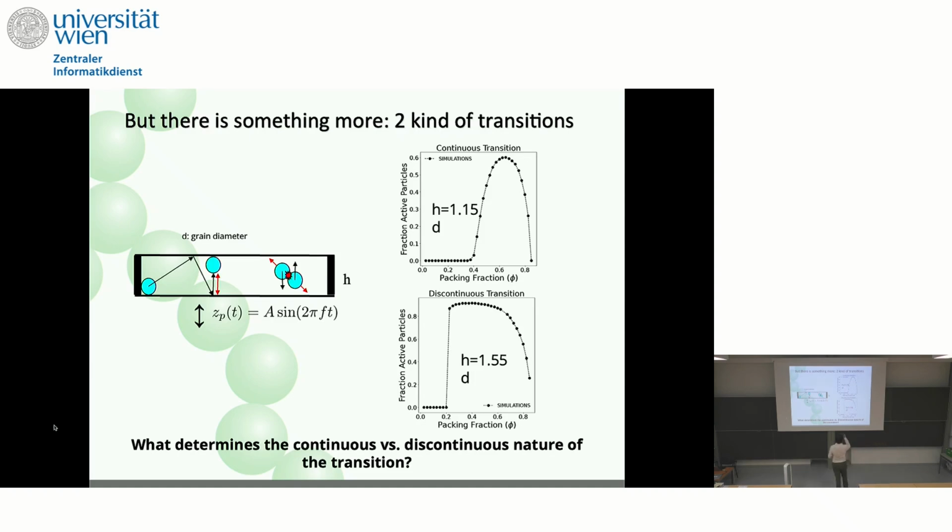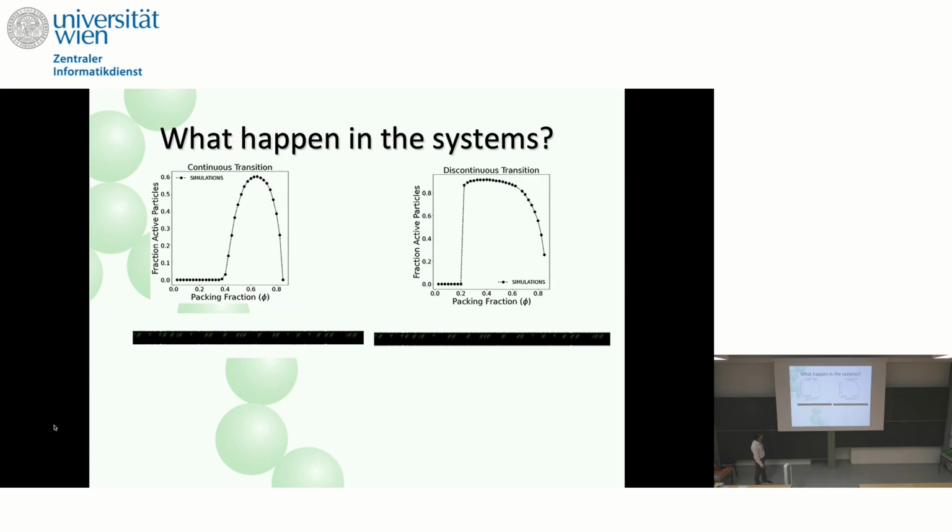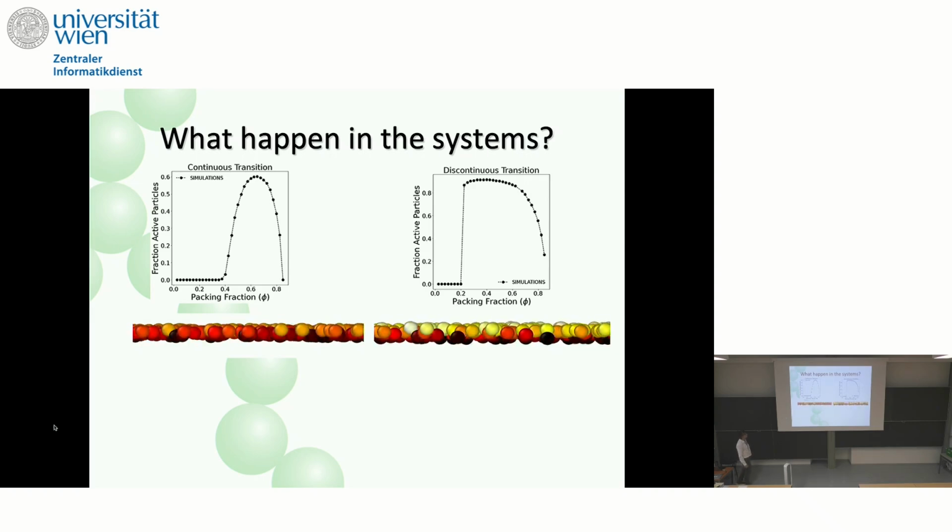So passing from 1.15 diameter to 1.55 diameter, with such energy, amplitude and frequency that the particles shake, you pass from a continuous to a discontinuous transition. No idea why this was happening. And so what we did is go back to our usual skill of simulators, which is to watch what things are doing. This takes a few seconds, but maybe already now you might start to see something going on, maybe more and more. Yeah, you now start to see that something is going on, right?